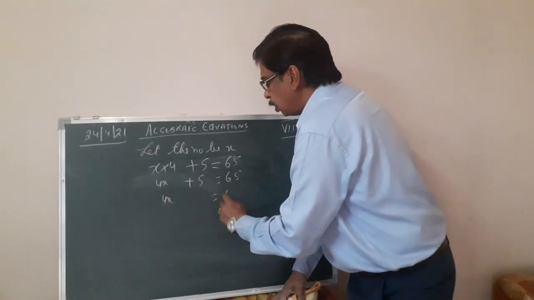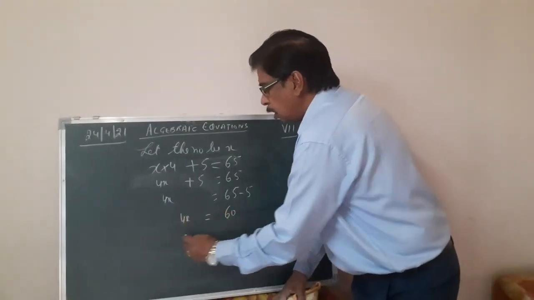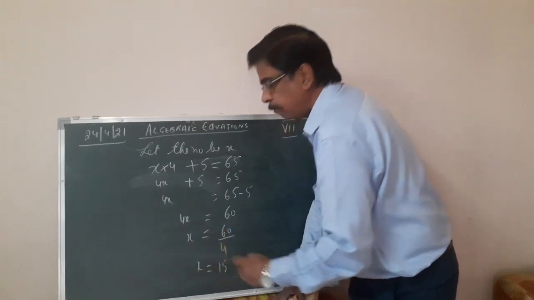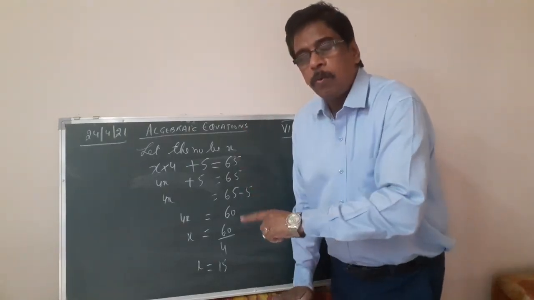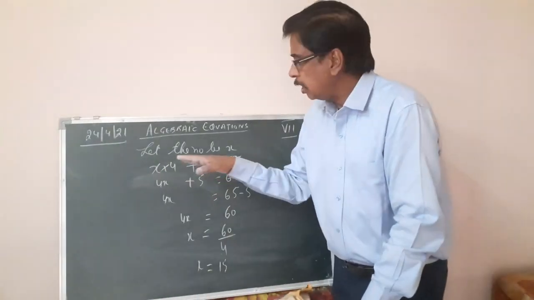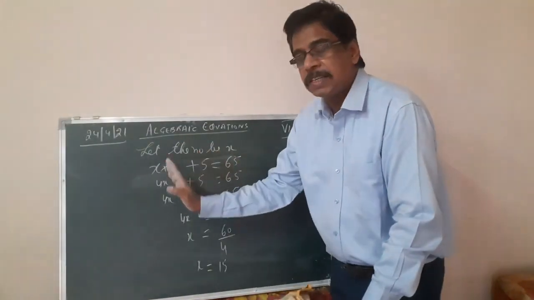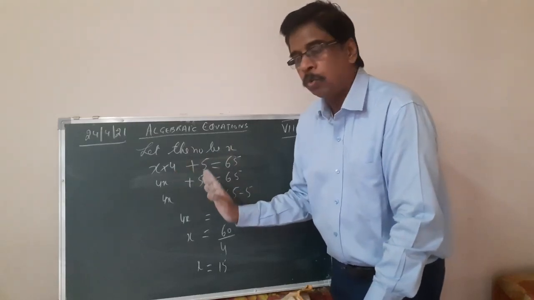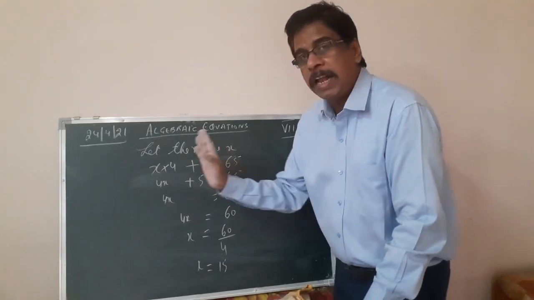4x is equal to 65 minus 5. 4x is equal to 60. So x is equal to 60 upon 4. x is equal to 15. So it is on the basis of this that we can tell what the answers are. What we formed is an algebraic equation. An equation has a left hand side and a right hand side. The equal to sign divides the equation into two parts, the left hand side and the right hand side.